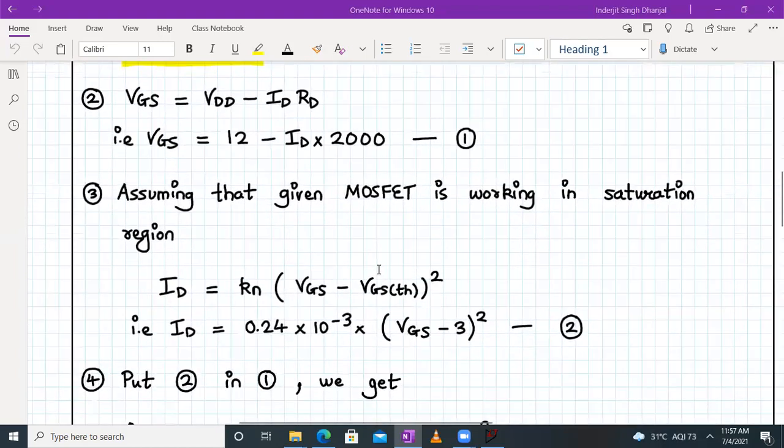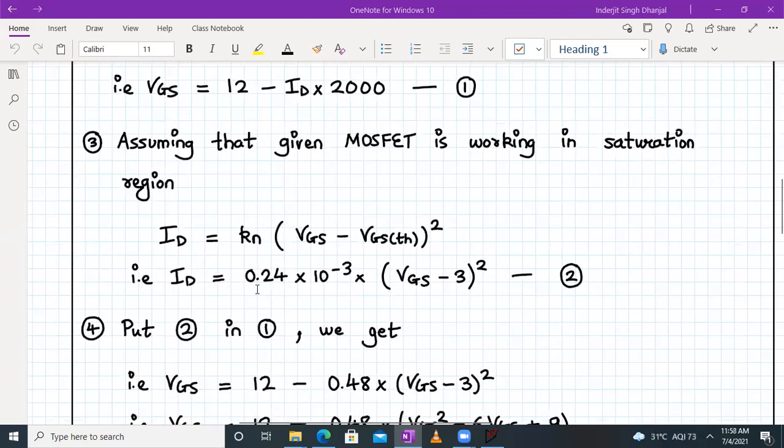Now we assume that the given MOSFET is working in the saturation region. So the formula is given by ID equal to Kn times (VGS minus VGS(th)) the whole square. The Kn value is 0.24 milli and VGS(th) is 3. So we get equation number 2 over here. Now, if you carefully look at equation number 1 and 2, there are 2 unknowns. One is VGS, the other is ID. So what we do is substitute equation number 2 in 1.